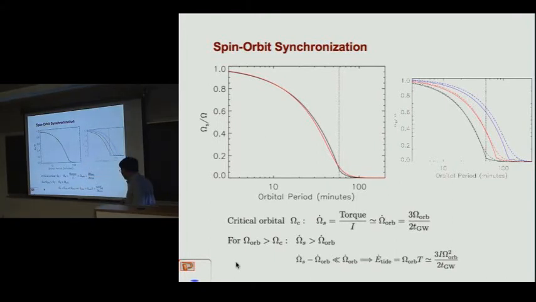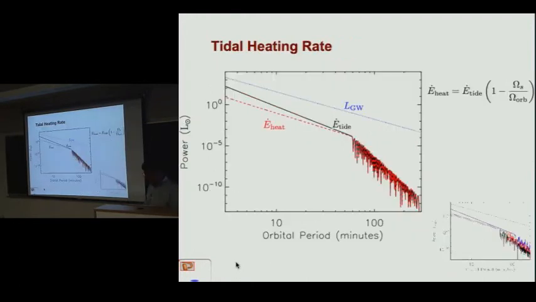It's given by this simple expression, the moment of inertia times the frequency divided by rotational period. Basically, it's driven by this rotational change. The star is trying to catch up with the decaying orbit and increasing orbital frequency, so there's constantly a well-defined rate of energy transfer. But most of this energy is actually going to the spin energy of the star, so only a small fraction goes to heat. The heating rate is actually this.